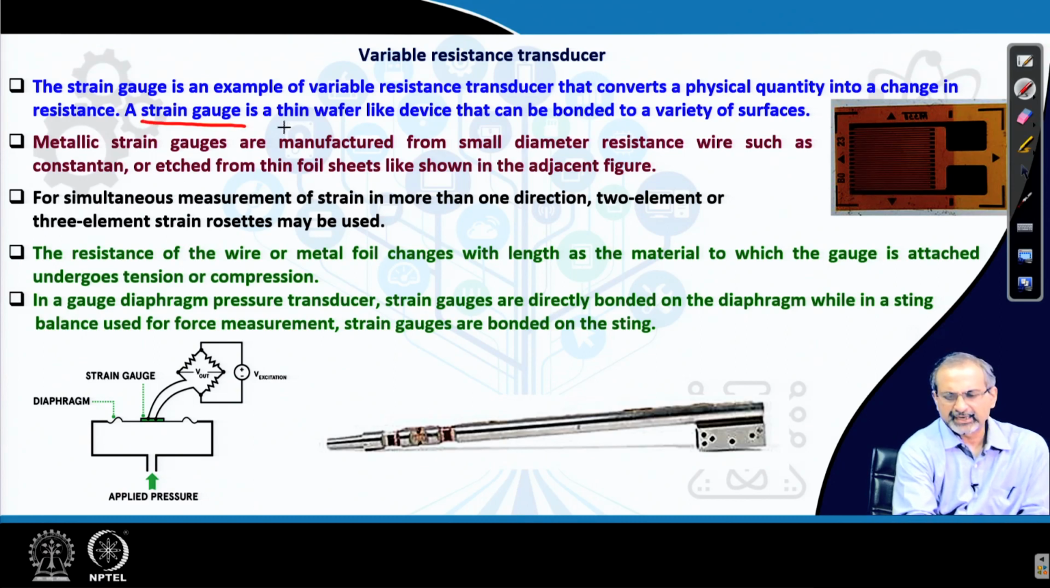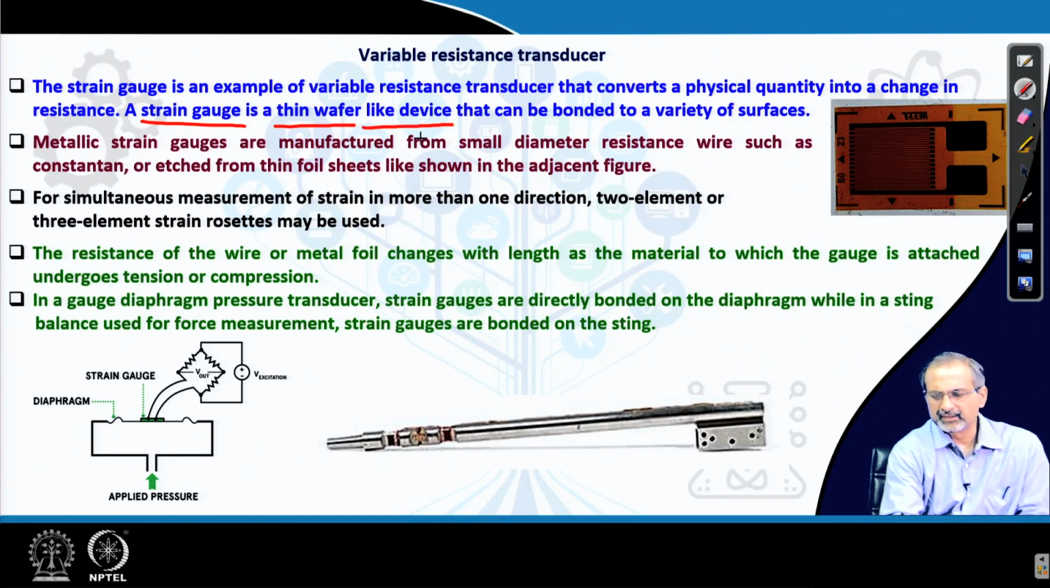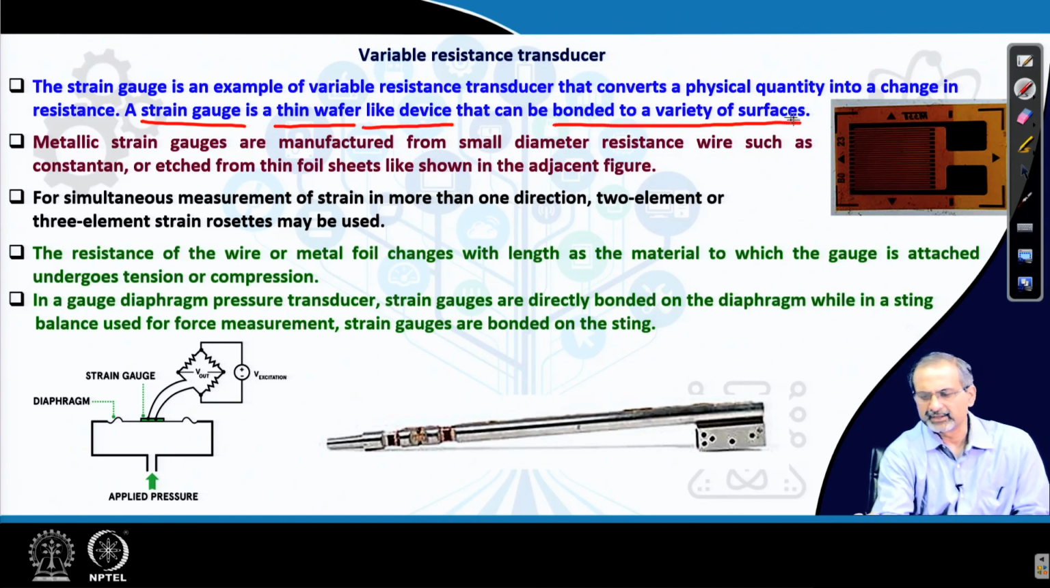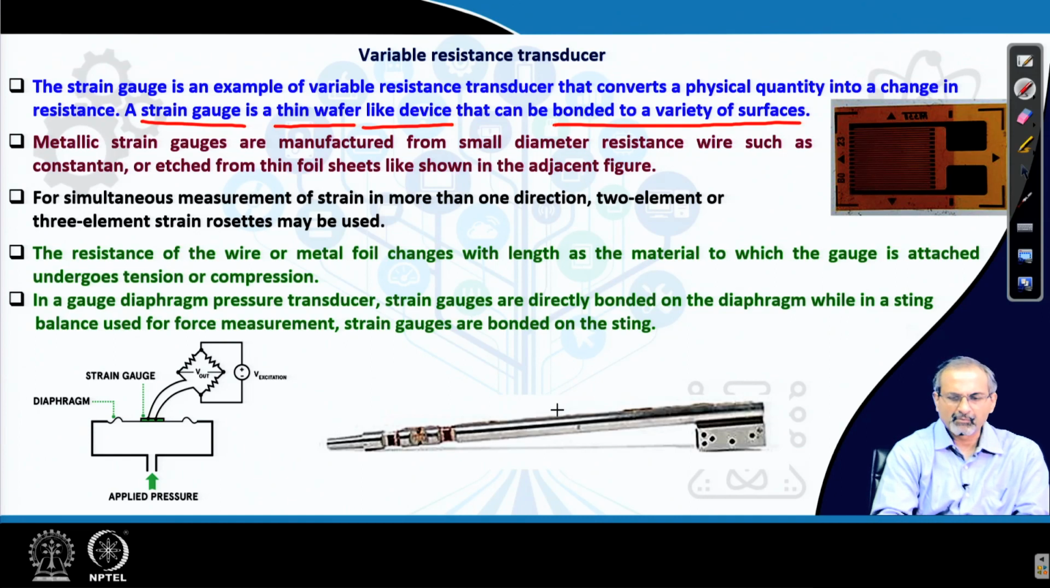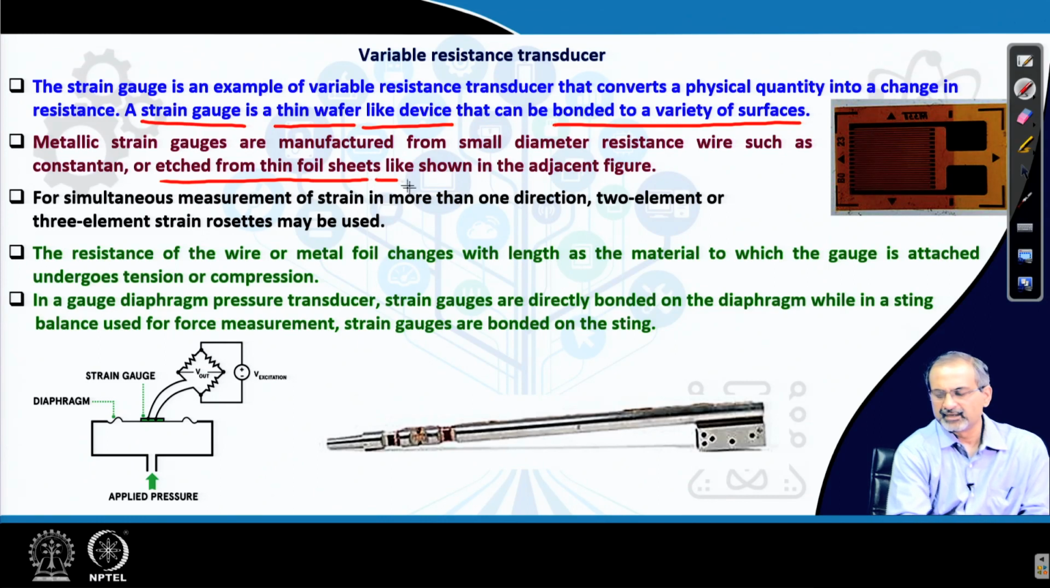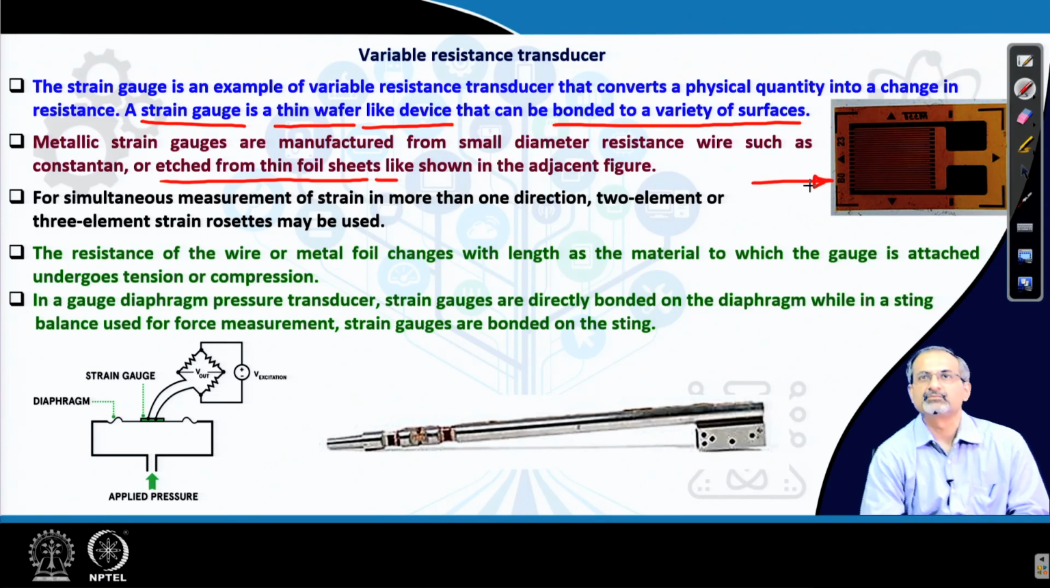The strain gauge can exist as a thin wafer-like device which can be bonded to a variety of surfaces. Metallic strain gauges are manufactured from small diameter resistance wire such as Constantan, or etched from thin foil sheets like what we see here in that small picture.